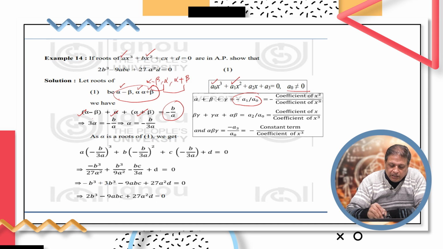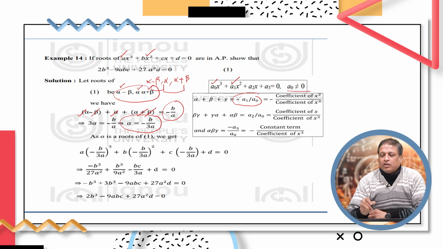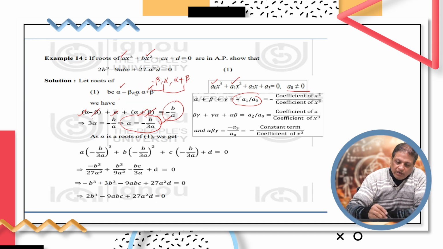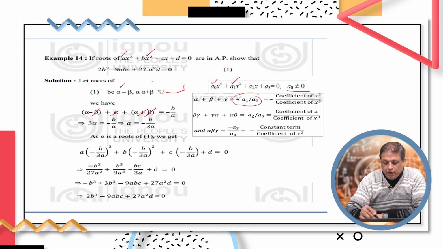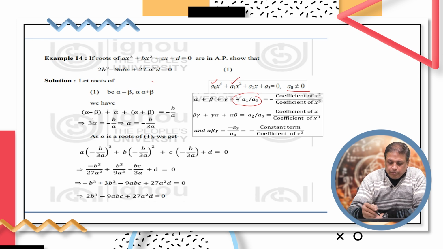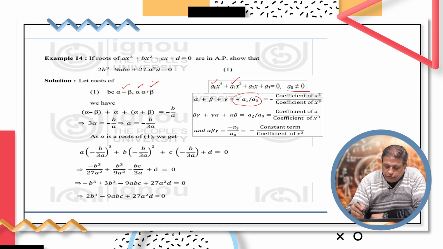So, this should be minus of b by a. Adding these roots, you will find that beta will be cancelled with minus beta. So, you are getting the answer 3 alpha is equal to minus of b by a. That means alpha is equal to minus of b by 3a. So, we got the first part, that is the alpha part, and that is minus b by 3a. Now, our next task is to solve for beta, because in arithmetic progression the roots are alpha minus beta, alpha and alpha plus beta. So, applying the same thing over here, as we did in our last session.